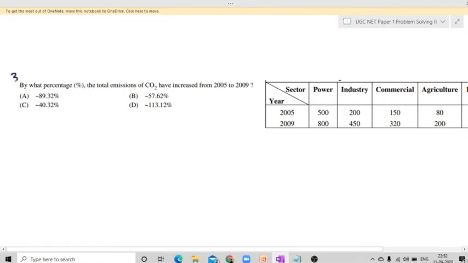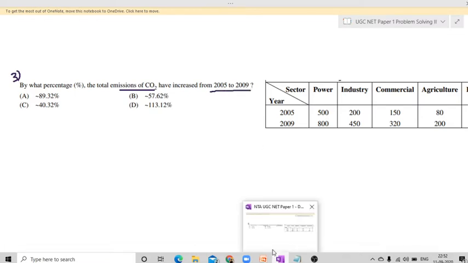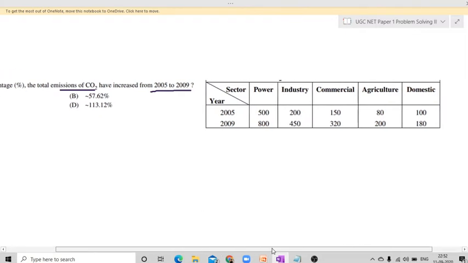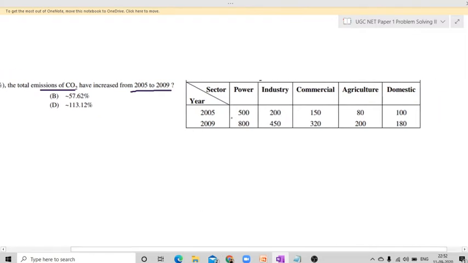Let's work the third question. Our question number 3 is, by what percentage the total emissions of CO2 have increased from 2005 to 2009? So for this question, we need the data for the years 2005 and 2009. These are enough. So I've taken those things alone from our original table.